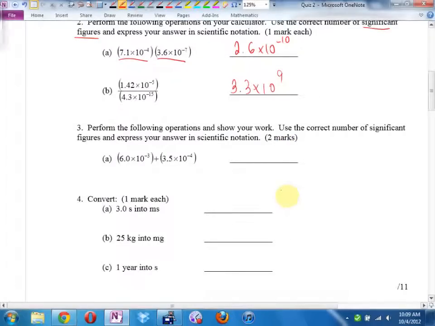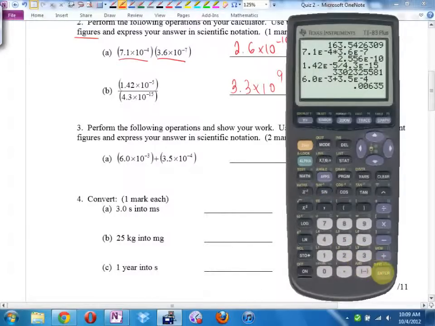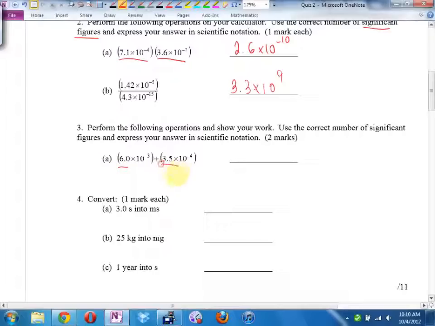Perform the following operations and show your work. Adding and subtracting is tougher. First of all, you can just get the answer. That's step 1. 6.0, scientific notation button, -3, plus 3.5, scientific notation button, -4. That's sort of the answer, but for adding and subtracting, what you really need to do is write them out in standard form, above each other, lining up the decimals, and you don't round off to 2 sig figs. You look at how many decimals that you know for certain.